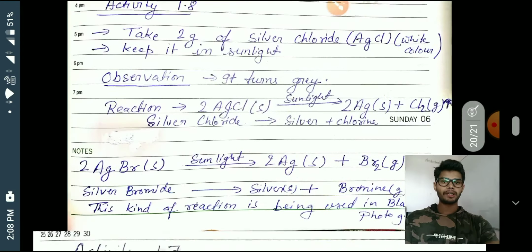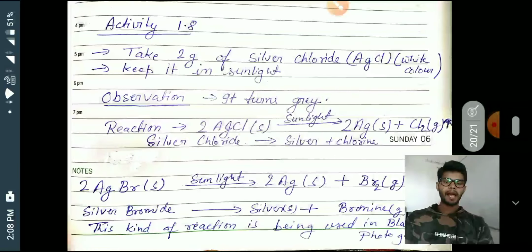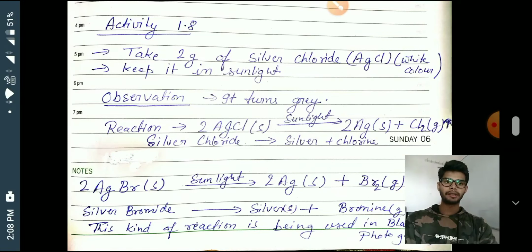Okay, so let's go to another activity. In this activity we take 2 gram of silver chloride, which is white in color, and then we keep it in sunlight. What observation will we see? We will see it turns gray. Earlier it was white in color, now it turns gray.